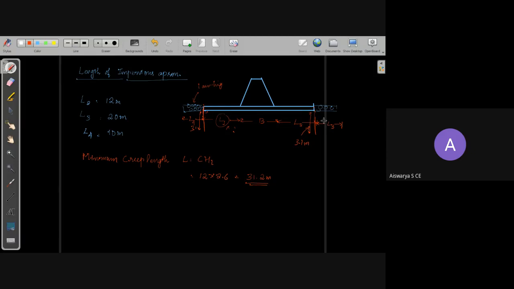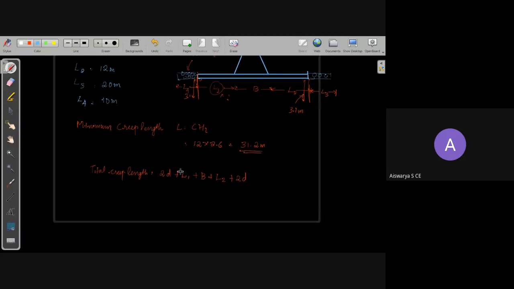Accordingly, we need to provide the length of impervious floor so that you can calculate the total creep length here. What is the total creep length? Total creep length equals 2D plus L1 plus B plus L2 plus 2D. In that, you need to find out the L1 value. So 2D is 2 into 3.1, plus L1 you need to find out, plus B is the bottom width of the weir, which is 3.5 meter, plus L2 you have already found out, 12 meter, plus 2 into D, which is 2 into 3.1. The minimum creep length according to Bligh's should be 31.2 meter.